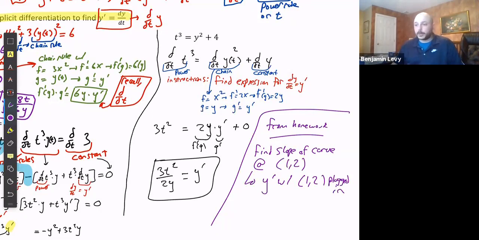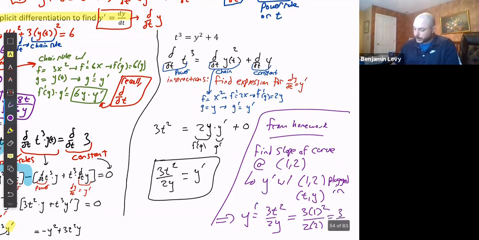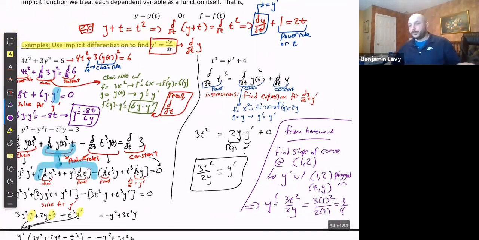Is it clear that's what it wants us to do? Slope of the curve is the derivative, and at 1, 2 would be the point you plug in. And the difference here is usually we just plug in that one variable, like the x or the t. But now there's a y in the expression, and so we need both those points. This is our t, this is our y. And so y prime is 3t squared over 2y. We just plug those numbers in and we'd have 3 times 1 squared over 2 times 2. So 3 over 4, just as an example. So it's taking it a step further and just plugging points in.